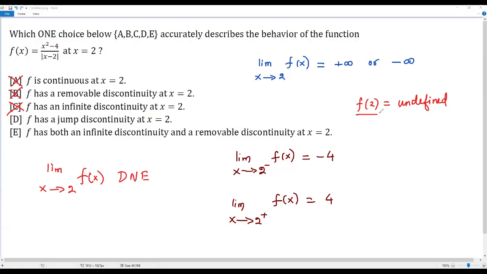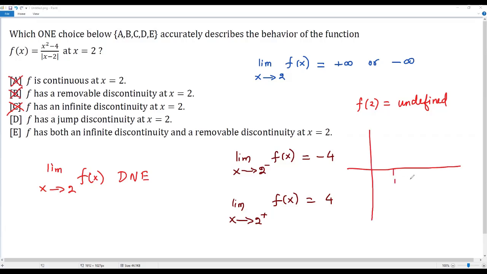So whenever f of 2 is undefined at x equals 2, and the left side limit and right side limit at x equals 2 are not equal and both of them are real values, we have to decide the function has jump discontinuity at x equals 2. How? Let's see with the graph.